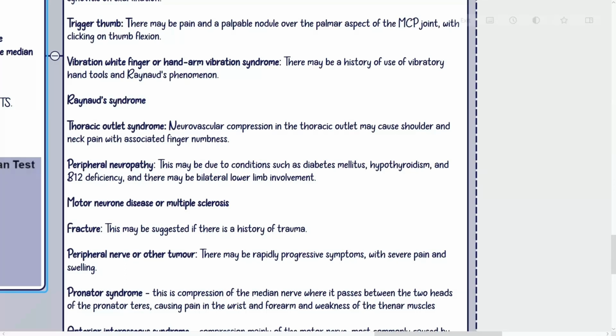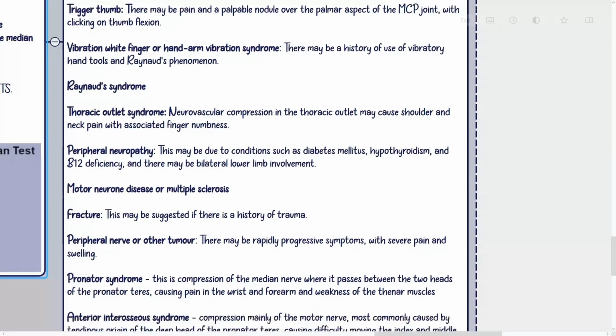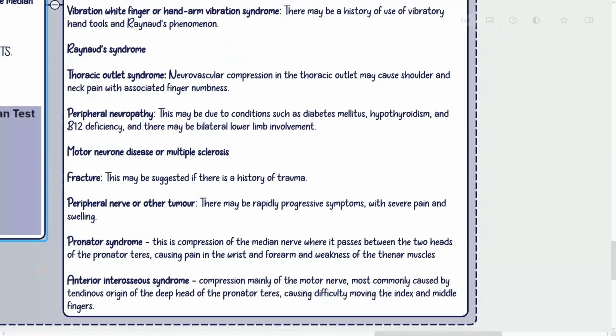Raynaud's syndrome. Thoracic outlet syndrome. Neurovascular compression in the thoracic outlet may cause shoulder and neck pain with associated finger numbness. Peripheral neuropathy. This may be due to conditions such as diabetes mellitus, hypothyroidism, and B12 deficiency, and there may be bilateral lower limb involvement. Motor neuron disease or multiple sclerosis.